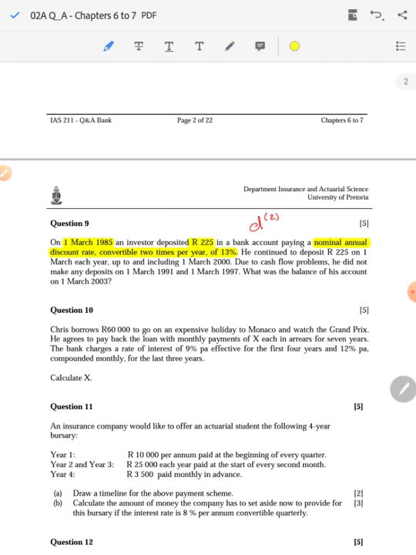Alright, that's what it is. It's your d2. It's not d2 over 2 because it is nominal, not effective. Now he continues to deposit this 225 Rand on the 1st of March each year, up to and including the 1st of March 2000. Alright. Due to cash flow problems, no deposit was made on the 1st of March 1991 and 1997. And they want the balance of the account on the 1st of March 2003.